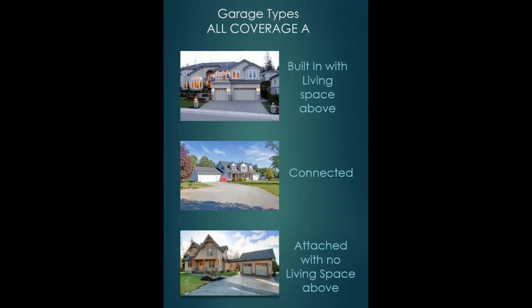Some other types of garages, you have a connected garage. We have one wall in common with the house, and it just goes out as an extension, no living space above, but this garage is connected to the house, and it's coverage A, just like the rest of the house is. This is an attached garage. It's attached by way of a breezeway. There is no common wall, strictly speaking, but it's an attached garage with no living space above. But this garage is coverage A, just like this house is.